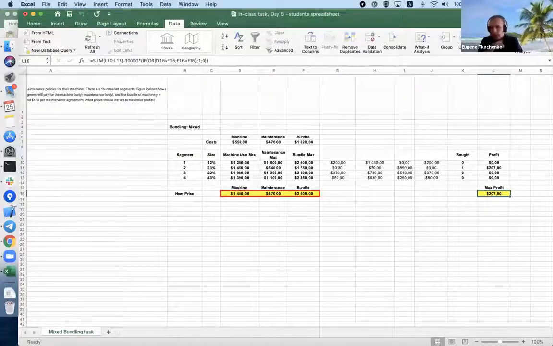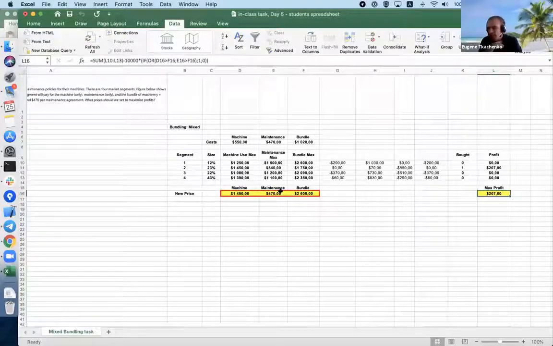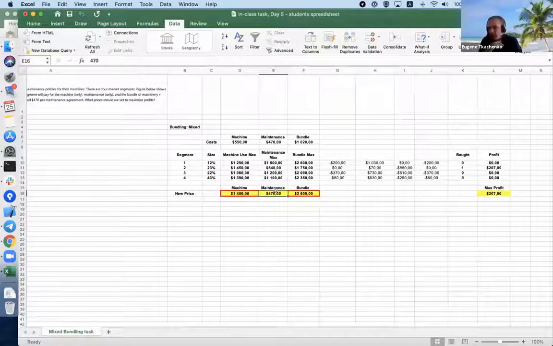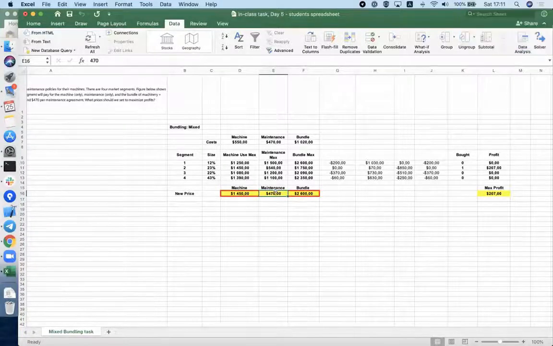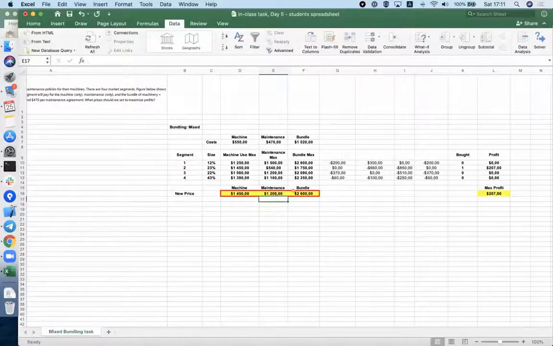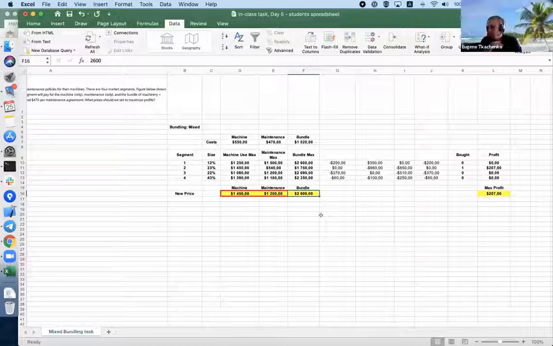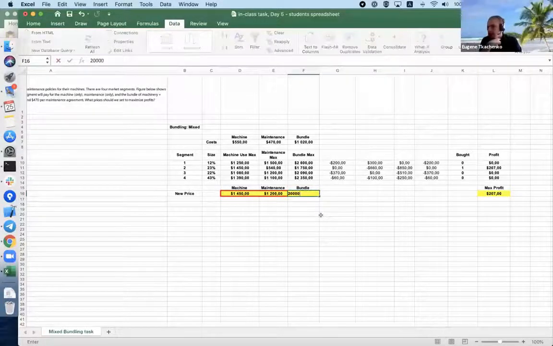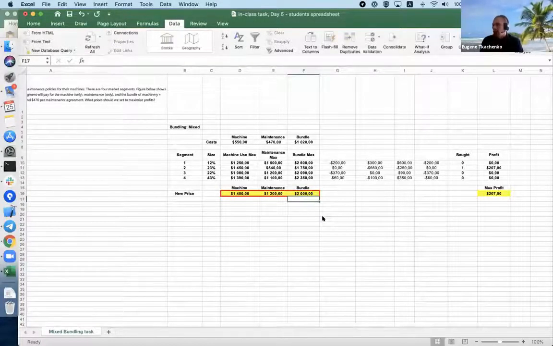So Victor, could you adjust the prices under new price? For machine, it remains the same. For maintenance, it would be 1200. Yep. And for bundle, just put 2000 for now. Okay. And then can you show us your calculations once more?